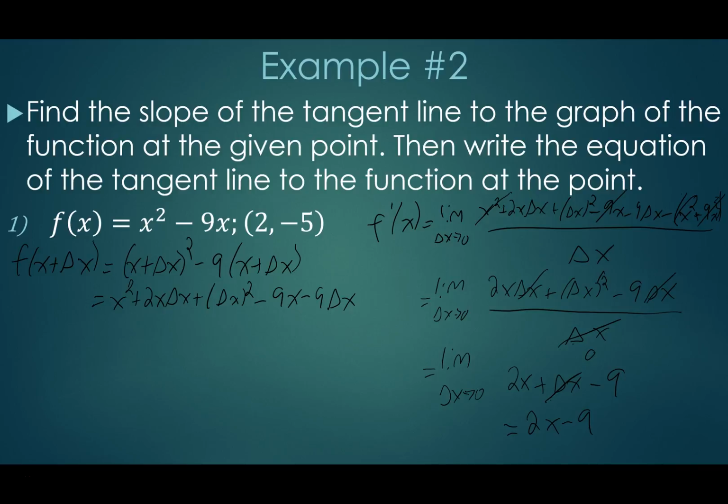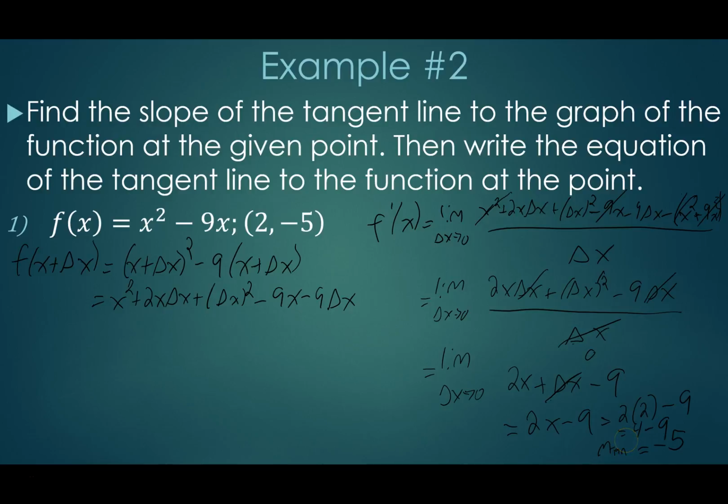Now, in order to find the slope, I have to plug the x value into this function. So if I plug 2 into this function, we have 2 times 2 minus 9, which is 4 minus 9, which is also ironically a negative 5 slope. It happens to work out that way. So again, we have our slope of the tangent line.